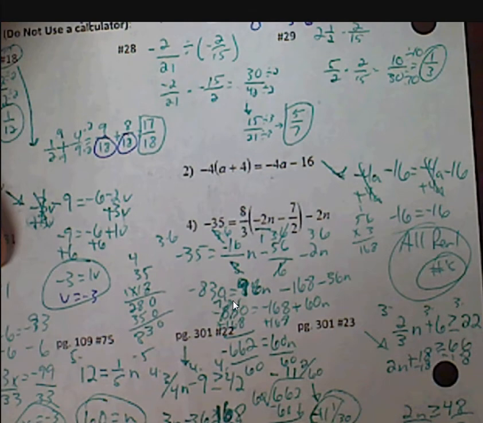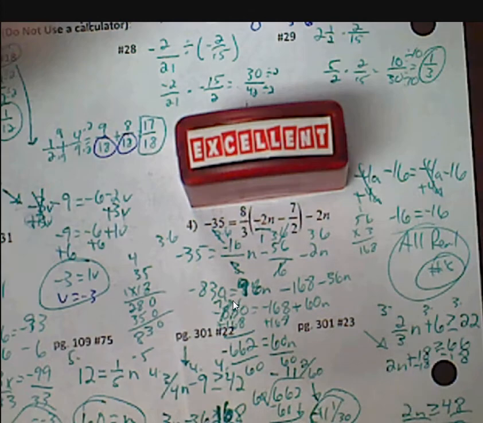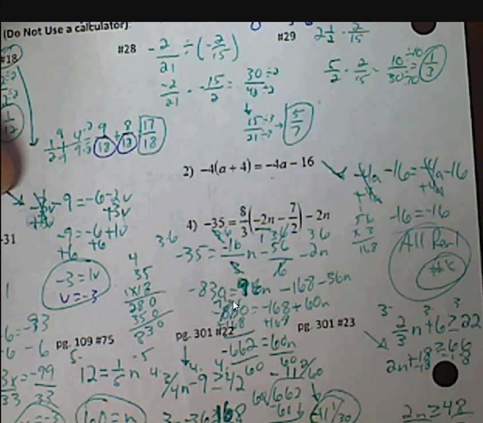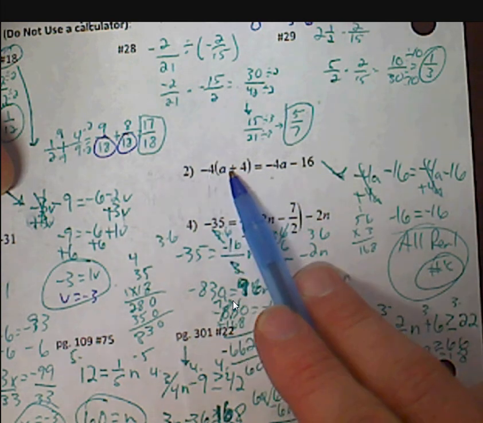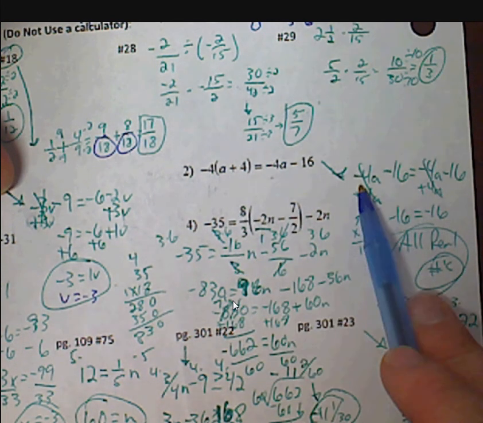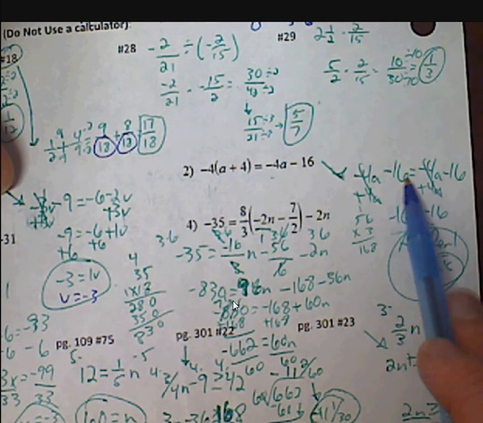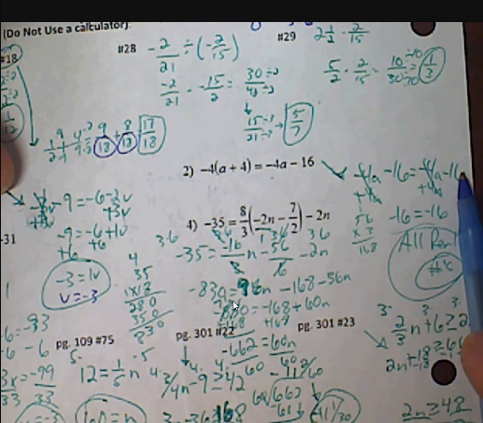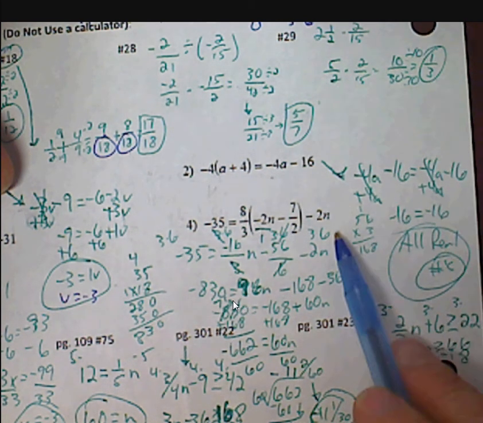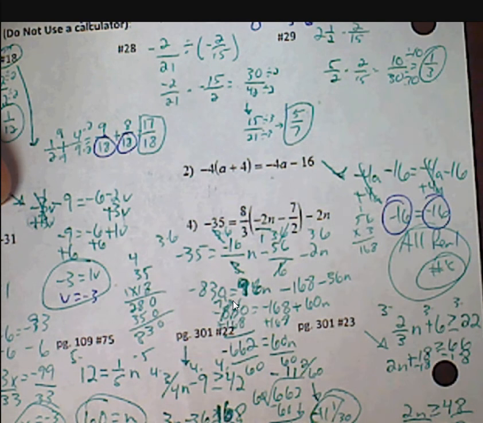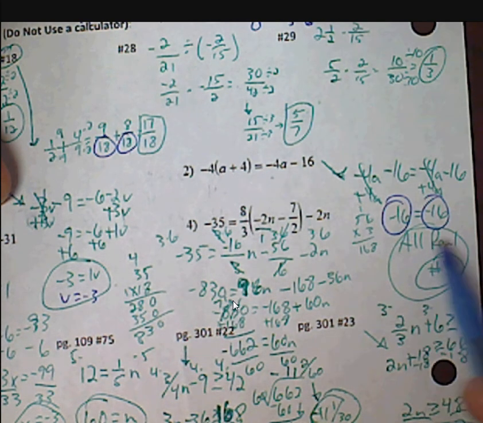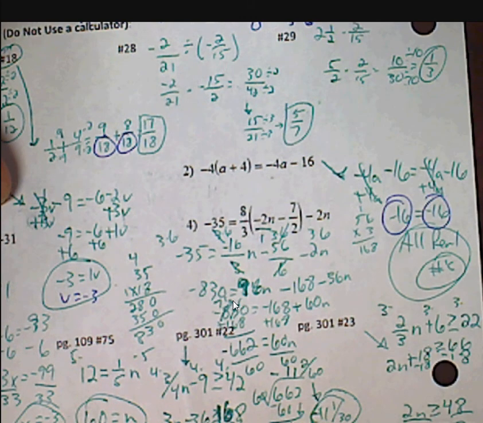Number 2, pause the video and try. On number 2, I distributed first, negative 4, and I distribute. So I got negative 4a minus 16 equals negative 4a minus 16. I add 4a to both sides, my a's go away. I have negative 16 equals negative 16. That means all real numbers because my left side equals the right side.